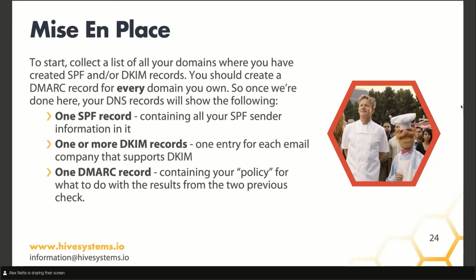So, as always, with our friend, the Swedish chef, we need to collect that list of information. We have that big list that we worked on before from our SPF and DKIM records. And we need to make sure that we create a DMARC record for every single domain. So, as we talked about earlier, for SPF, there's going to be one SPF record for every domain, so it contains all your SPF sender information in it. For your DKIM, depending on how many of those companies on your list offer DKIM, you'll have one or more of those DKIM records, and you'll have one entry for each email.